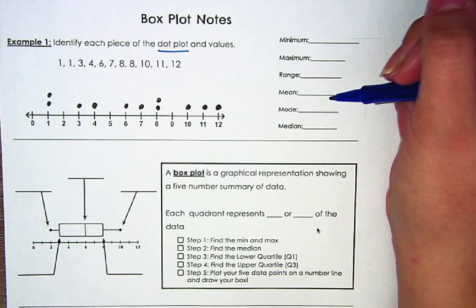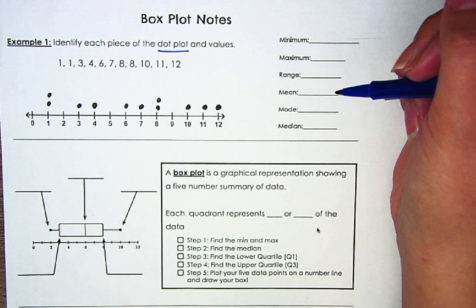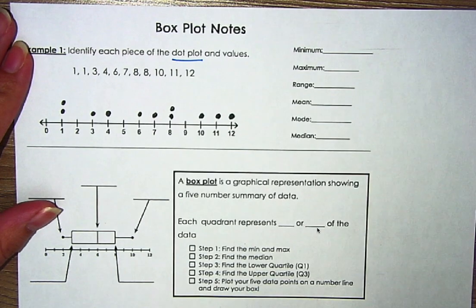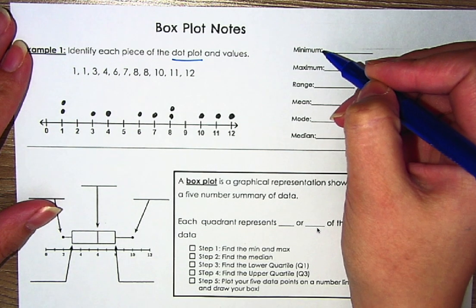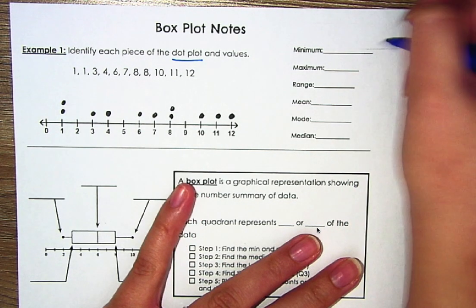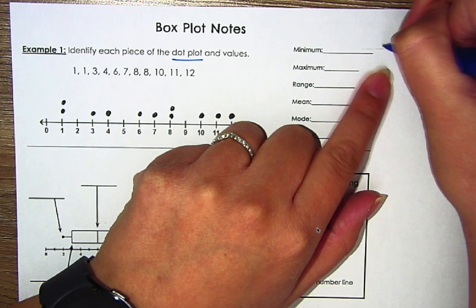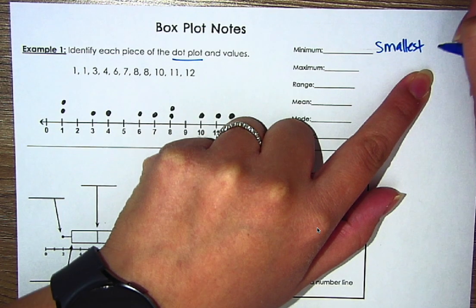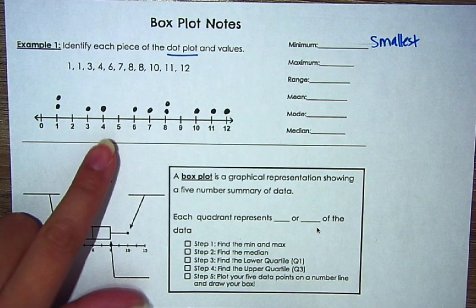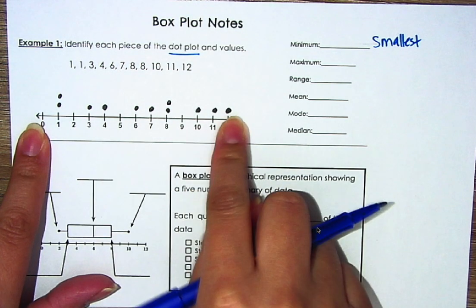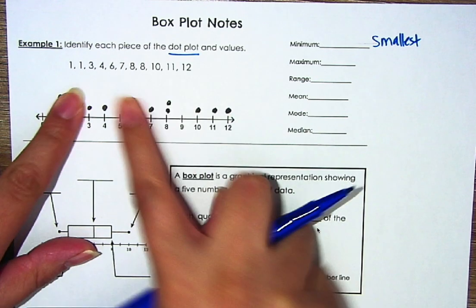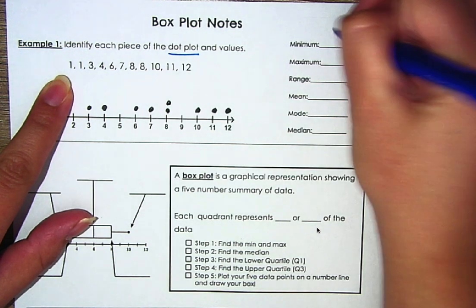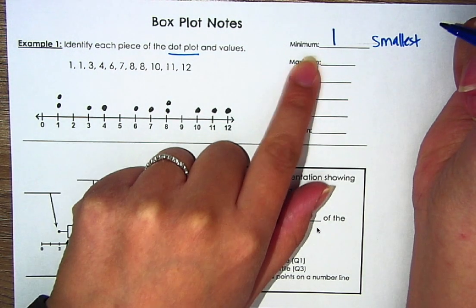There's a few things we're going to add. So we're going to go through this a little bit faster than normal. So the minimum, when I need to find the minimum, I'm looking for the smallest number. So I want you to go ahead and write that. Smallest. We'll just put the smallest. Then the smallest, if I'm looking over here at my dots or my numbers, my smallest number is 1. Okay, so I'm just going to write this in. So my minimum is 1.